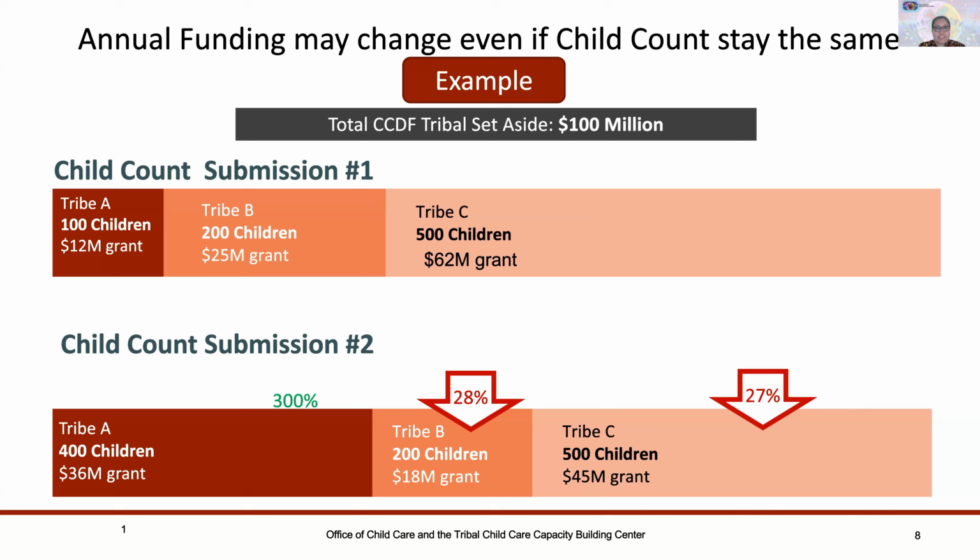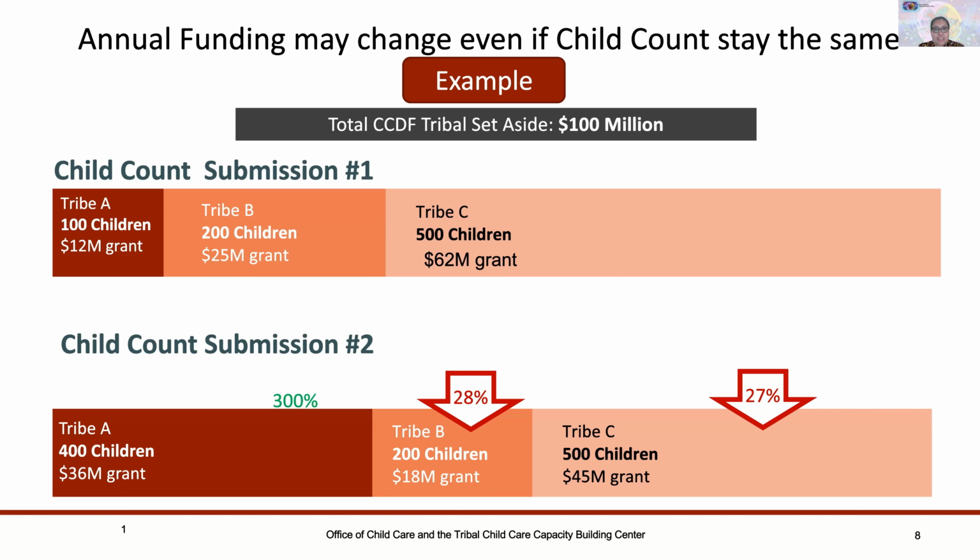Here on this slide is an example that uses a hypothetical even number just for the purposes of illustration. We're going to hypothetically say that the total CCDF tribal set-aside is set at $100 million. And then you see 2 examples of child counts. The first row, child count submission number 1, shows 3 different tribes' child counts.